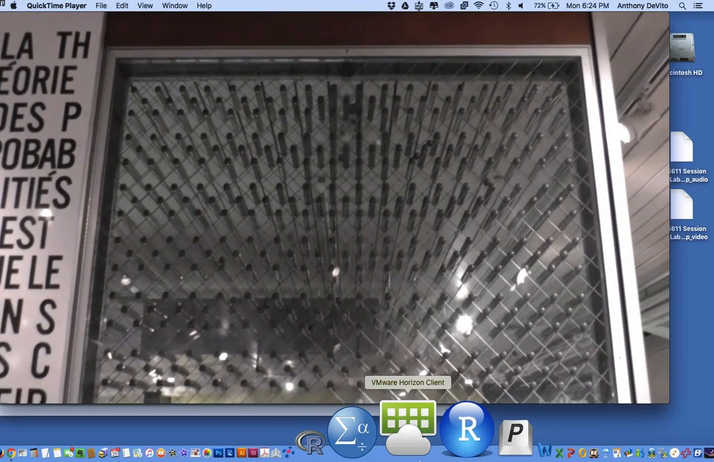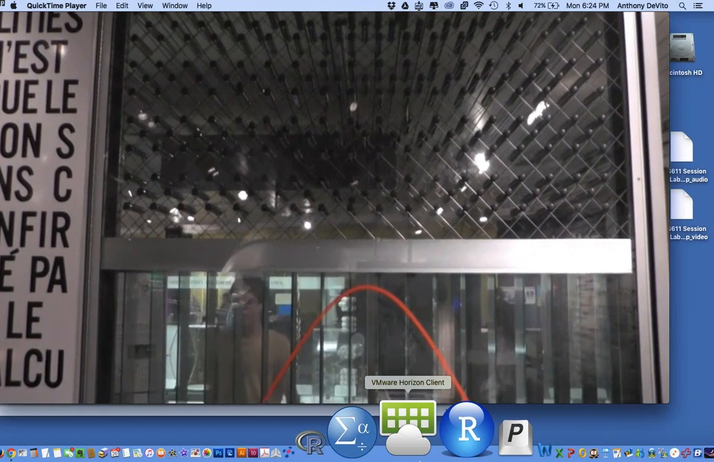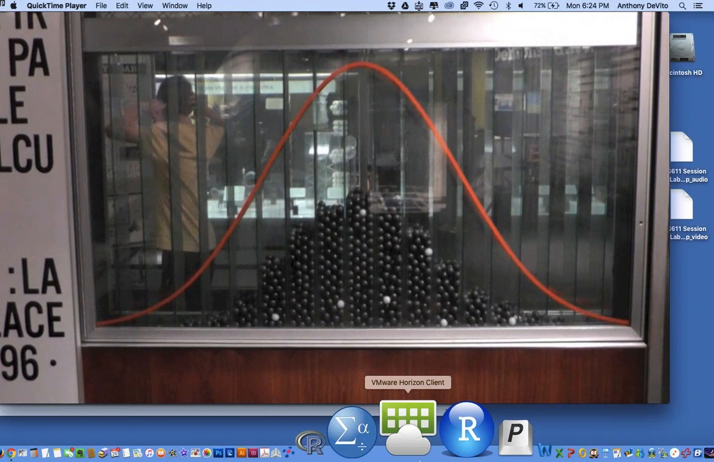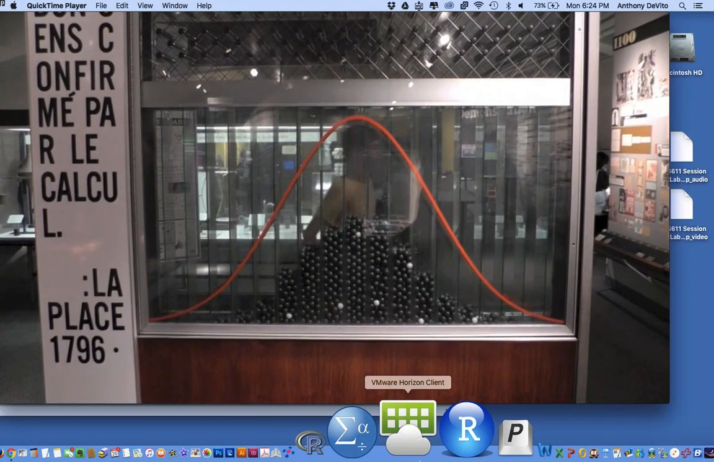What do you think is going to happen at the bottom of this thing? Let's pan down and see what happens here. They are piling up in different columns at the bottom. It's kind of a normal distribution, eh?